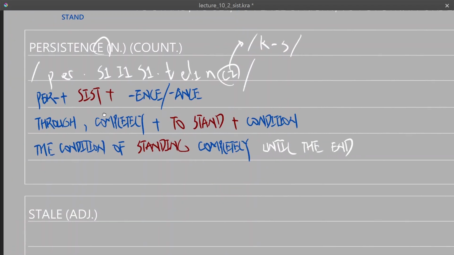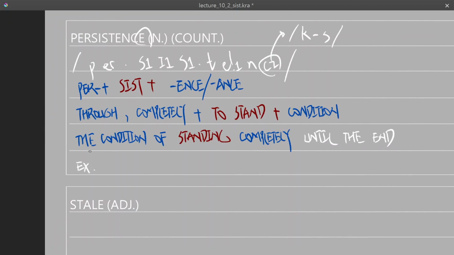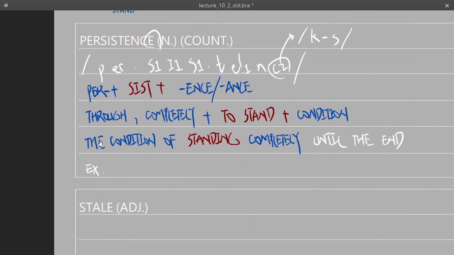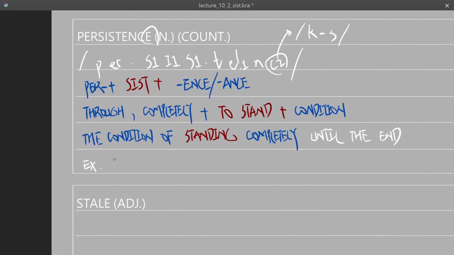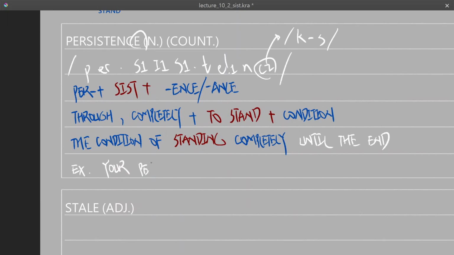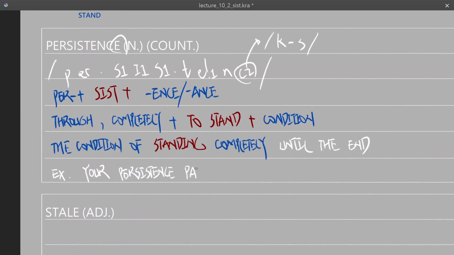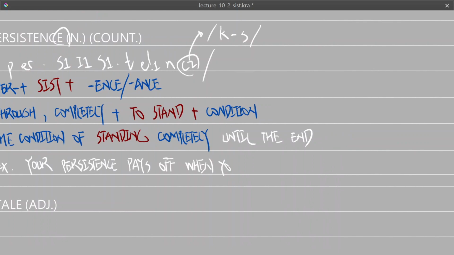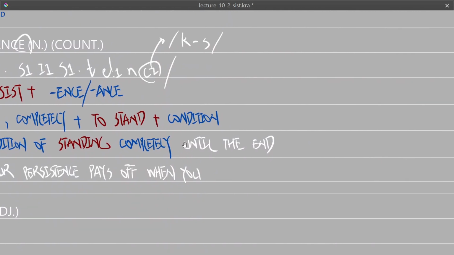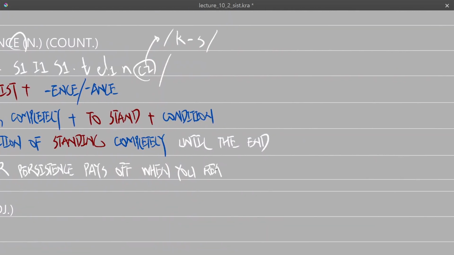For persistence, so for example, your persistence pays off when you reach your goal.